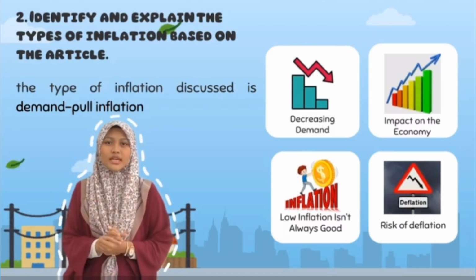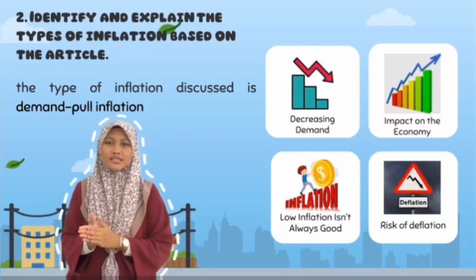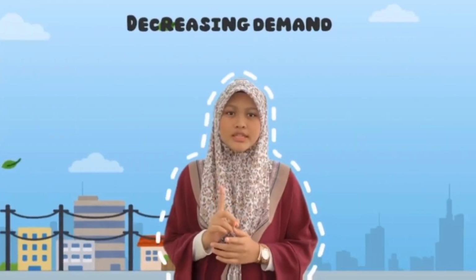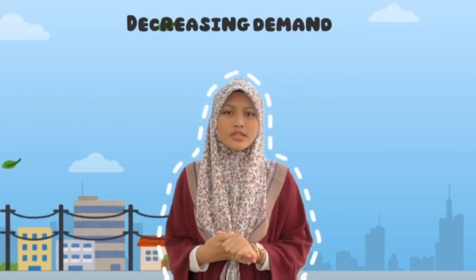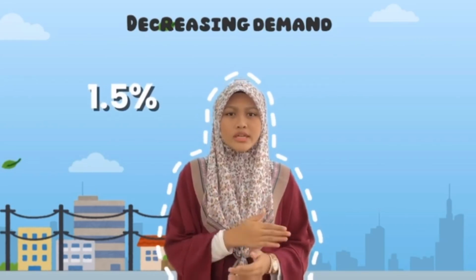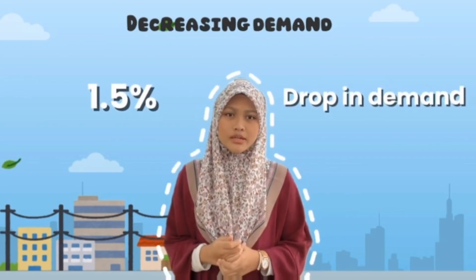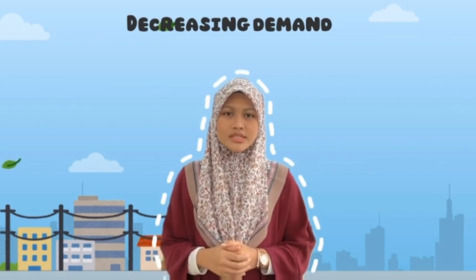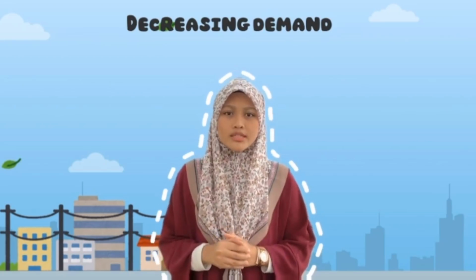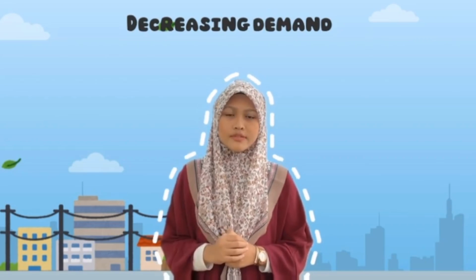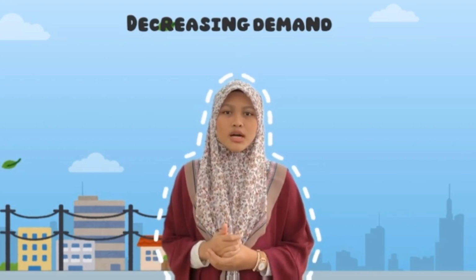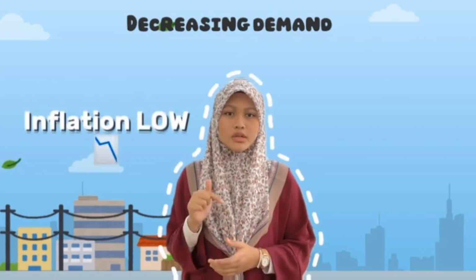From the article, the type of inflation discussed is demand-pull inflation. Firstly, decreasing demand. The article explains that the low inflation rate of 1.5% may be caused by a drop in demand. When consumers and businesses buy fewer goods and services, prices don't rise as they would during demand-driven inflation. This shows how weak demand can keep inflation low.